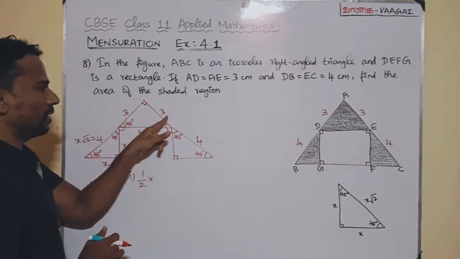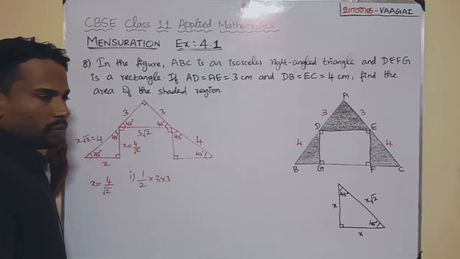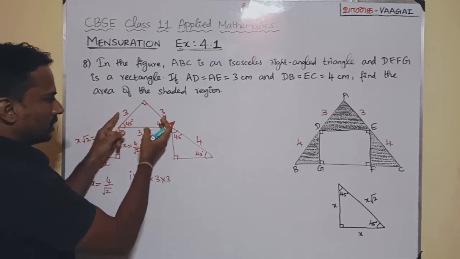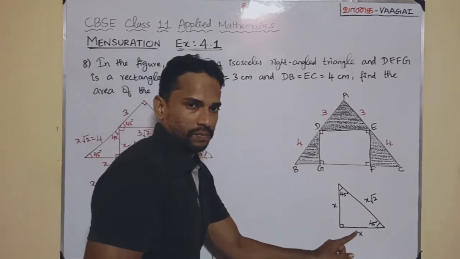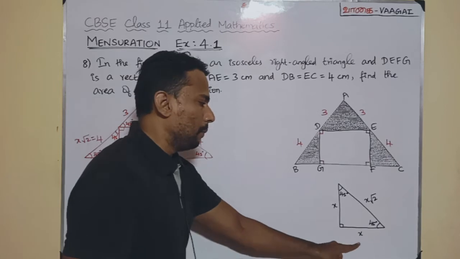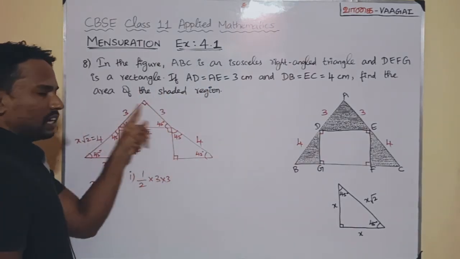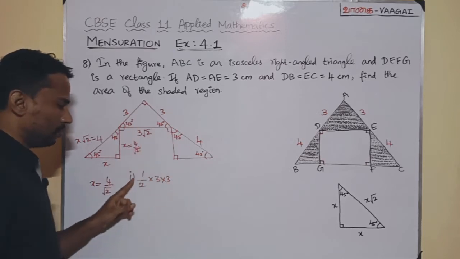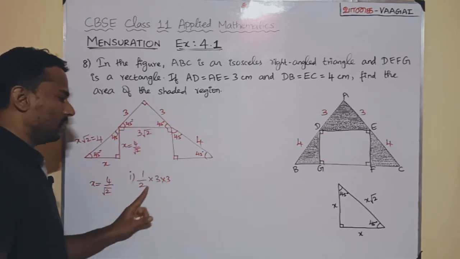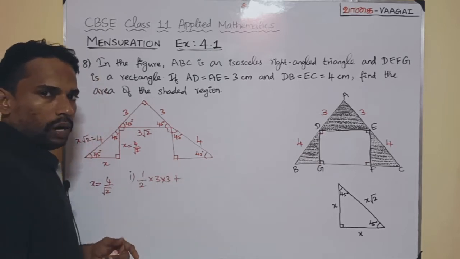So that means I will be getting half into 3 into 3. I can do this easily. Why? Because this is a triangle which I can compare with here. How the two equal sides act as base and height, the same way for this triangle also, these two equal sides will act as base and height. So that's why I'm just making my calculation as half into 3 into 3. Done? Yes. Now plus. Now what next can I do?